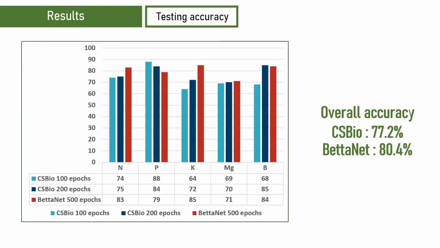Moving on to the results, CS-BIO at 200 epochs and BetaNet at 500 epochs show satisfactory results, having accuracies exceeding 70%. It can be seen that from 100 to 200 epochs, the accuracies of CS-BIO have increased except for phosphorus, of which accuracy decreased by 4%.